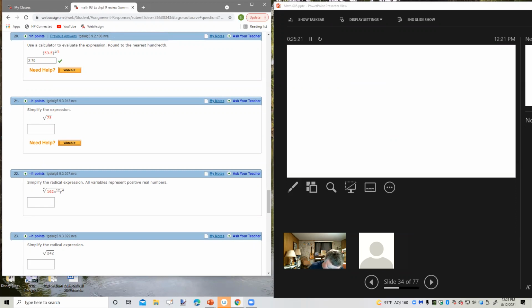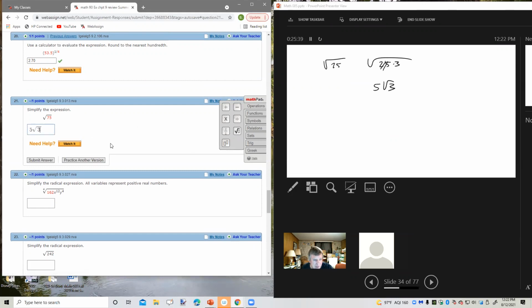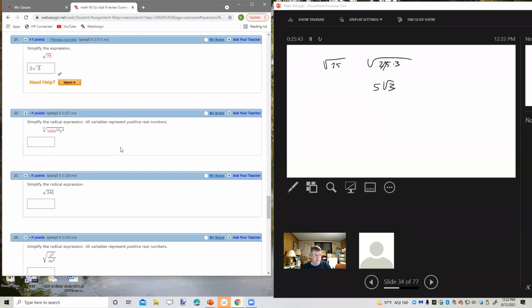Simplify the expression. Square root of 75. I could break that down as 25 times 3, the square root of 25. It looks like the same answer we had in a previous problem. Maybe, I don't know. 5 square roots of 3. Maybe it was just similar.